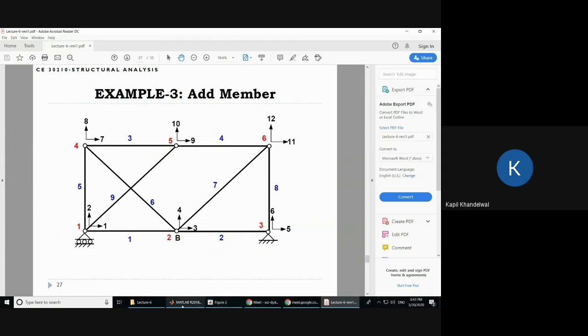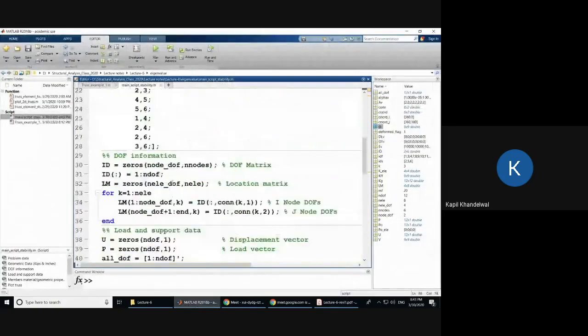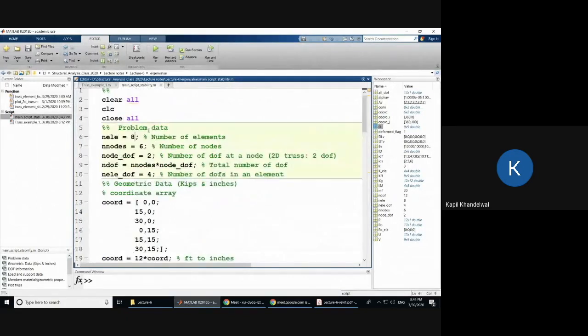So I have to change something in the code. Let me go back to the code and change things here. So first of all, I have to make sure I change the number of elements. So the number of elements is 9. So I put NELE 9.